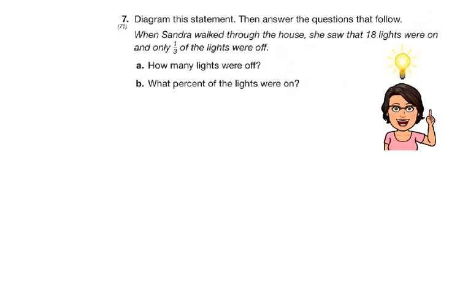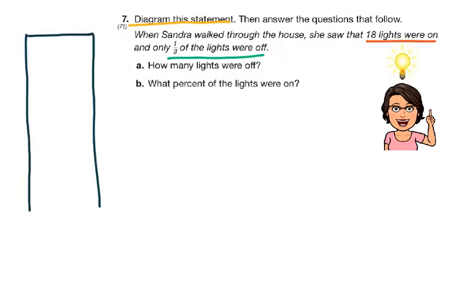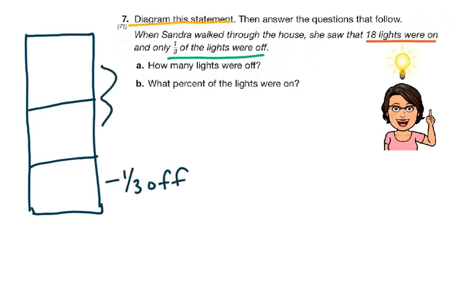All right, it says diagram this statement. That means you have to draw a diagram. It says then answer the questions that followed. When Sandra walked through the house, she saw that 18 lights were on and 1/3 of the lights were off. So it looks like we're going to separate our diagram into thirds. So we need 3 boxes. And 18 were on and 1/3 off. Well, if 1/3 was off, that means 2/3 were on.